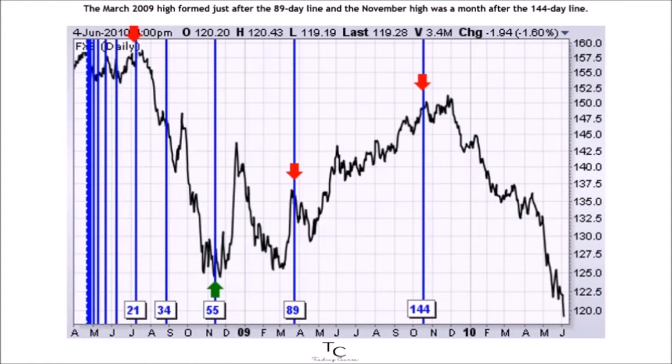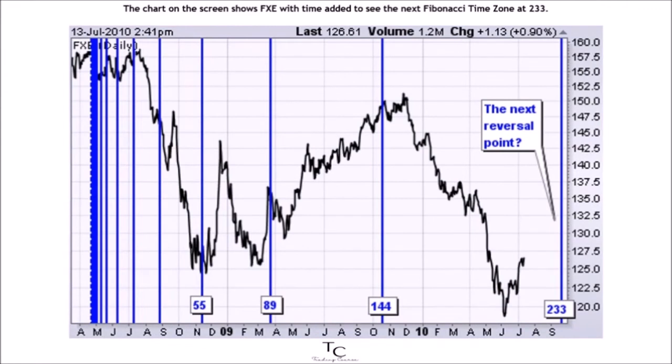The March 2009 high formed just after the 89-day line, and the November high was a month after the 144-day line. As with most forecasting and cycle tools, a little leeway is required, especially when the lengths grow longer.